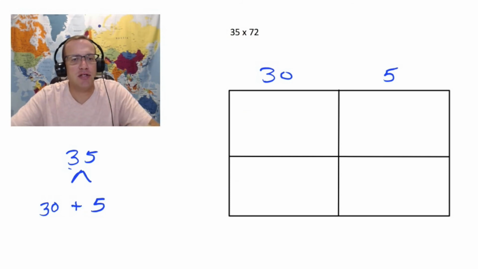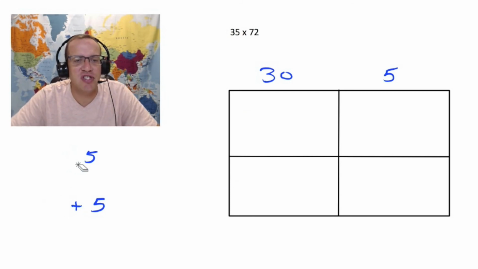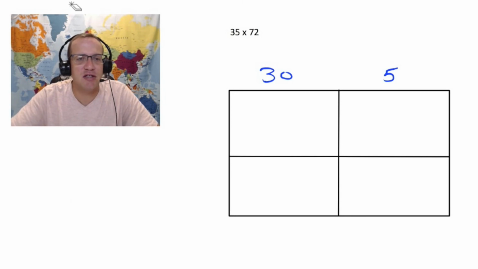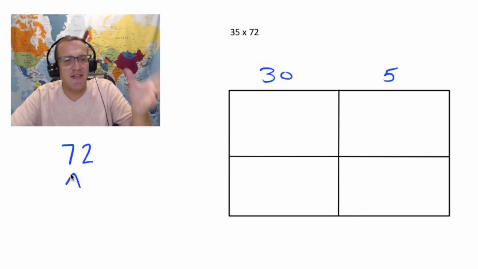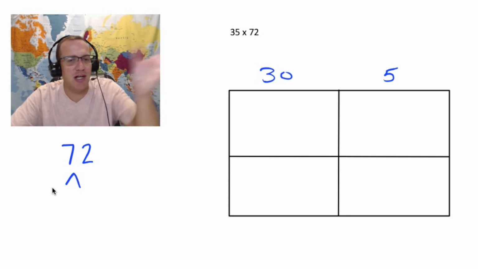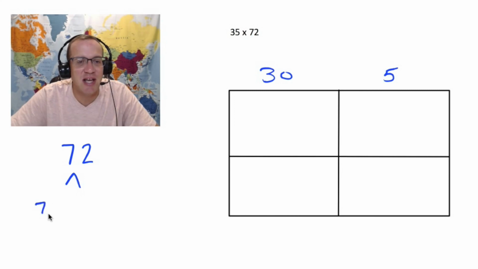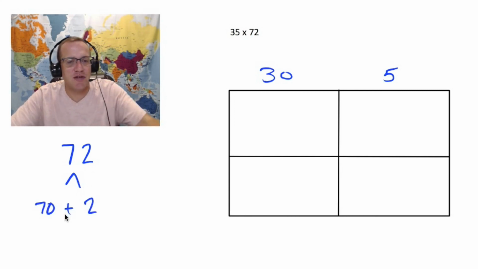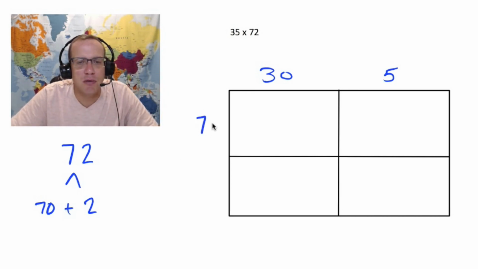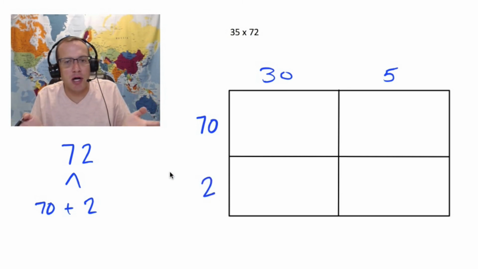Okay, now let's go ahead and do the same thing with the number 72. We're going to break that into tens and ones. You can hear it when you say the number 72. There's 7 tens, so that's going to be 70. And then you have a 2 in the ones column, which is just 2. 70 plus 2 is 72. We can put those numbers over here, 70 here and a 2 here. Now we've set up our area model.